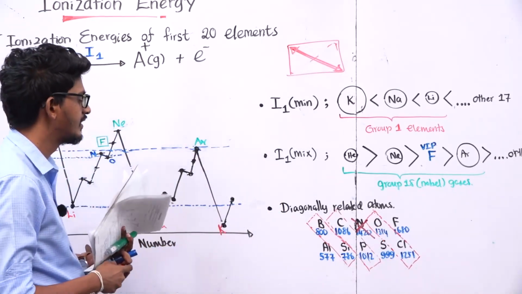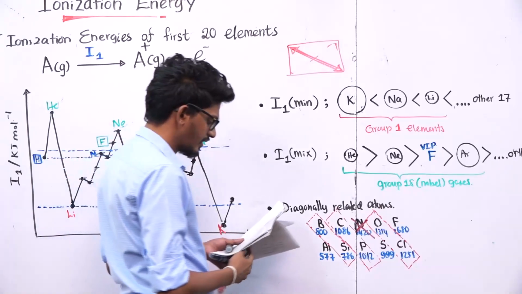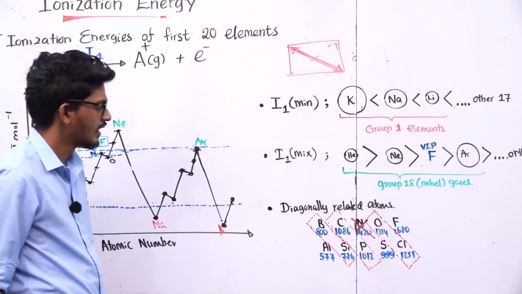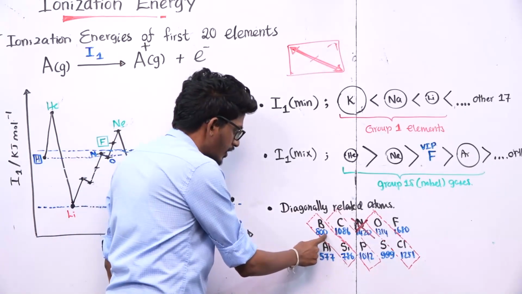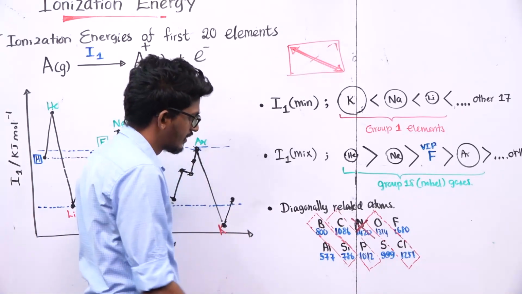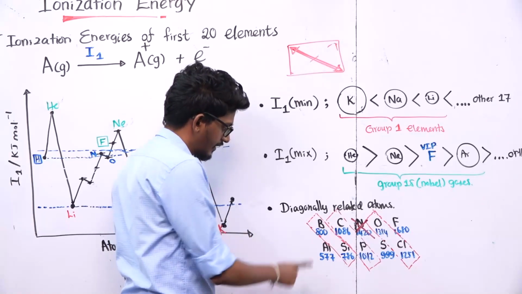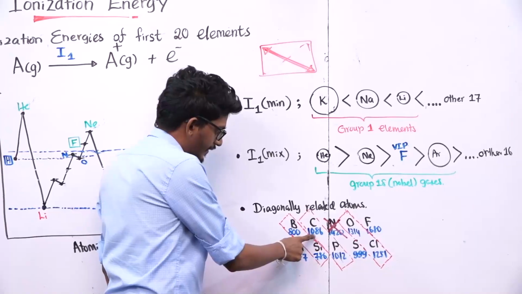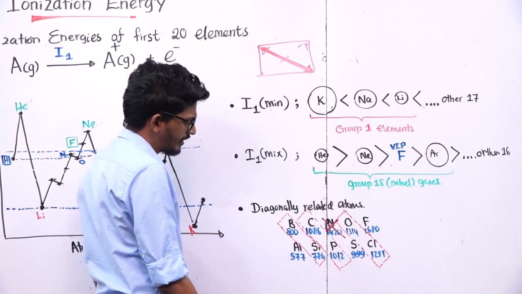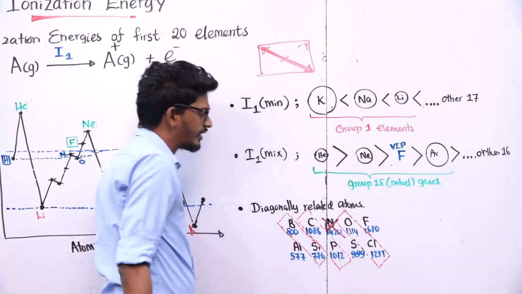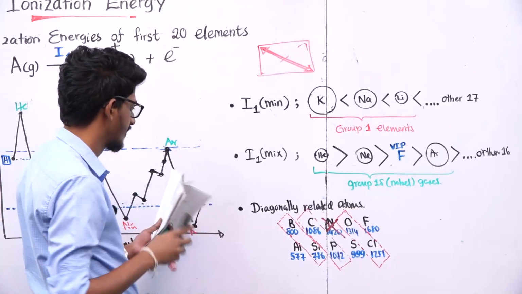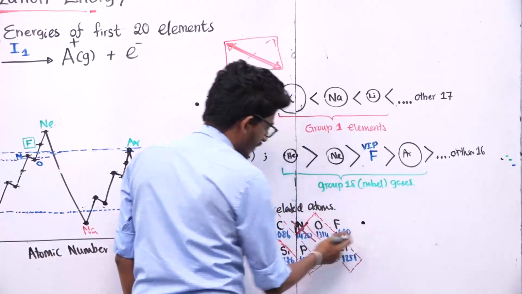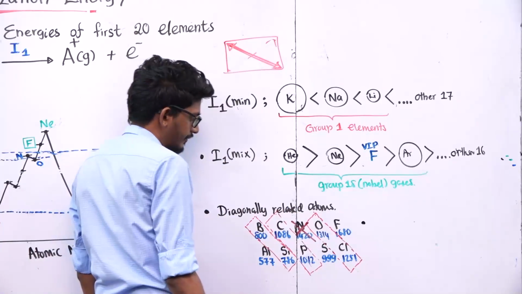So we can see some trend here. What is the trend? Diagonal related atoms are with closely related values. See, 800, 876, 886, closely related values. 1086, 1200, somewhat closely related. So that is what we need to know: diagonal related atoms are with closely related values.